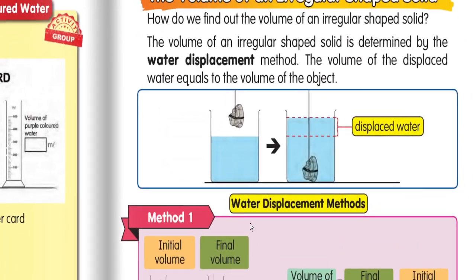The volume of an irregular shape is determined by water displacement. Like if you take a piece of rock and put it into the water, the water level would increase, right? And by measuring this displaced water, we can know the volume of this rock.